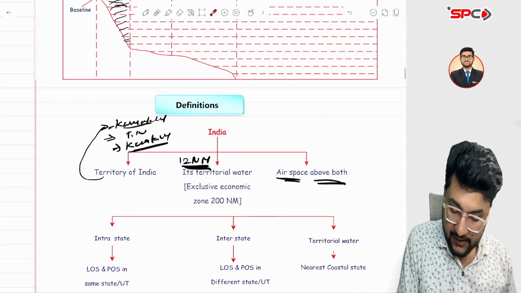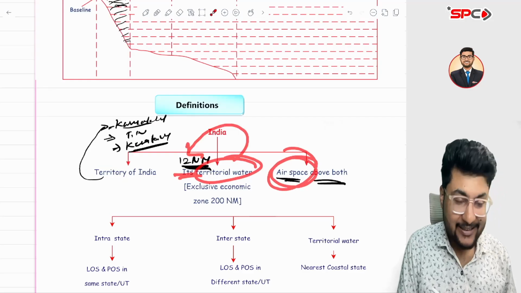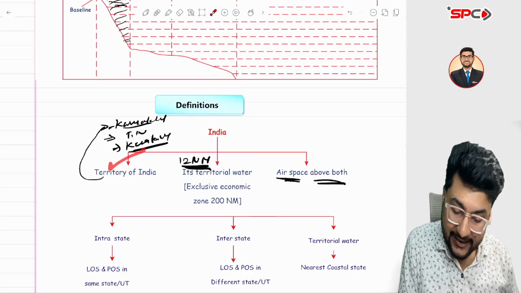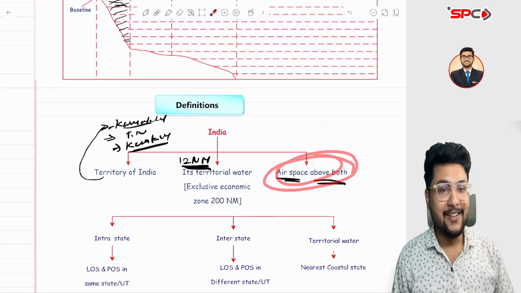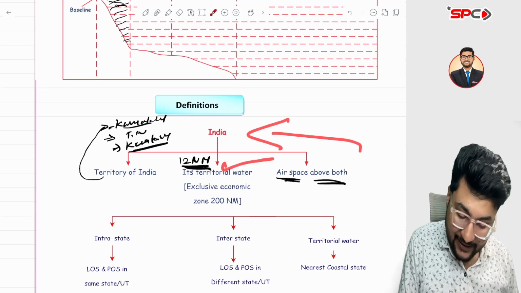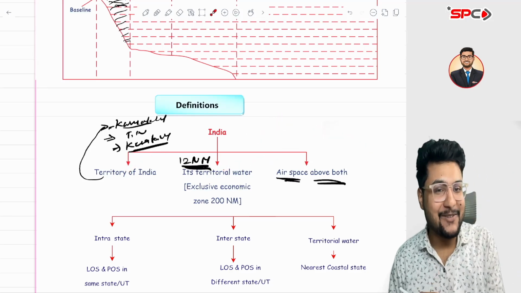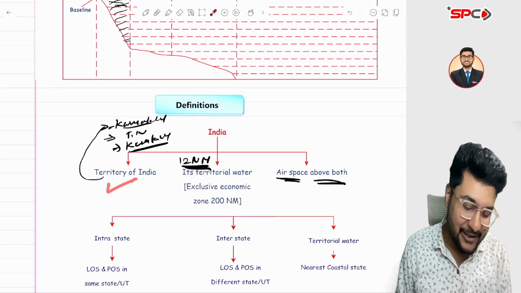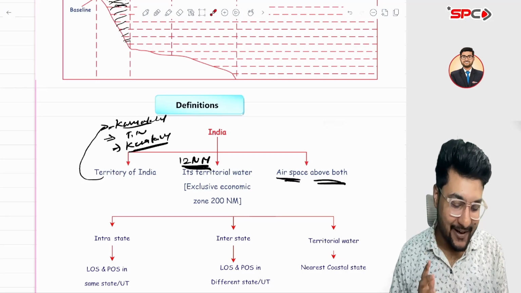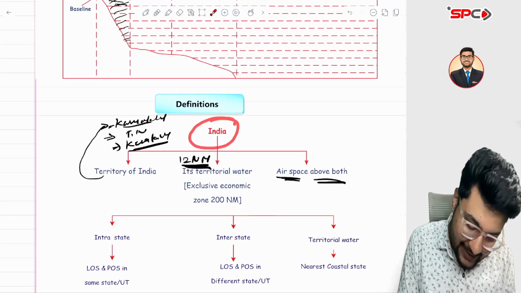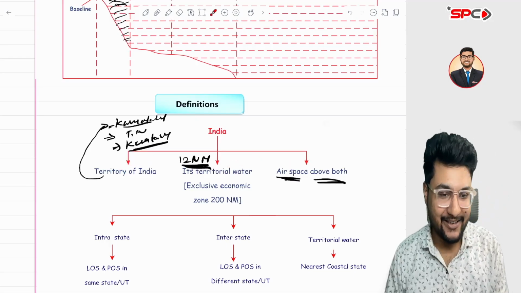Okay. So first we have studied territory, then territorial water up to 12 nautical miles, and another, the airspace above the territory and above the territorial water. No one can fly over our territorial water and territory of India. For example, if Pakistan wants to fly over our territorial water or territory of India, it is not allowed to fly. So as per GST, India is territory, territorial water, and the airspace above it.